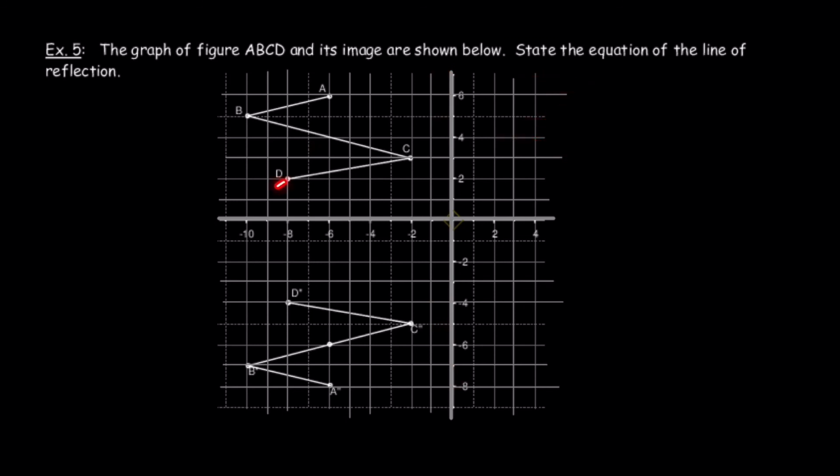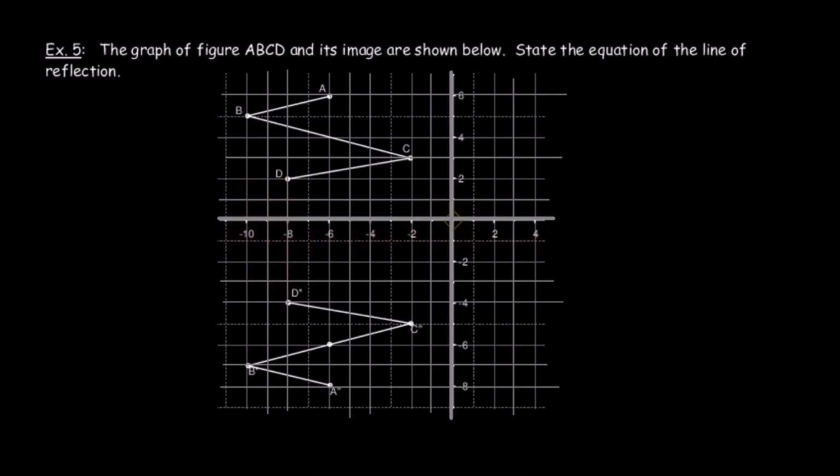So all we have to do is figure out, well, how far are these 2 points apart, D to D prime, right? So let's just count. 1, 2, 3, 4, 5, 6. So this distance here is 6. That means our line has to be halfway. 1, 2, 3. There's halfway. So if this is our line, this distance here is 3, and that distance there is 3, and that's exactly what I want. So now I'll draw that in.